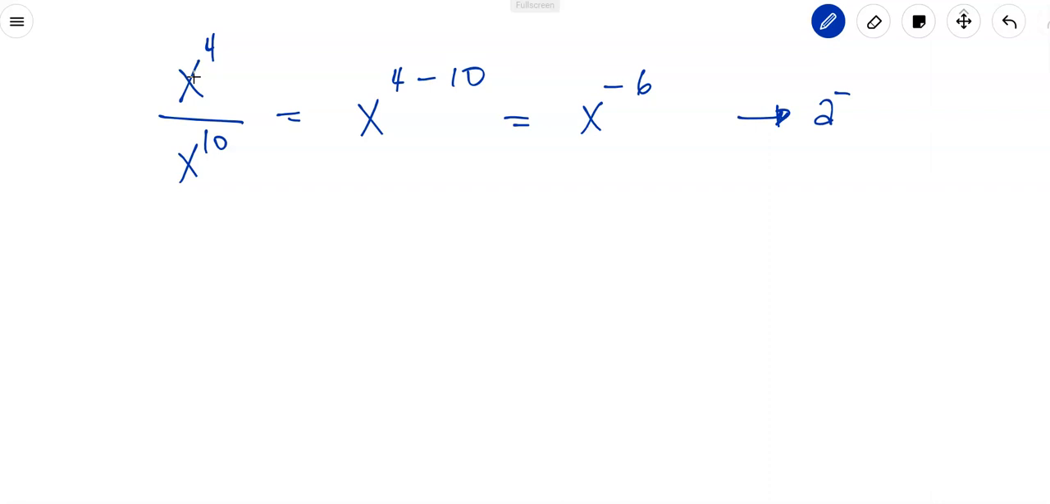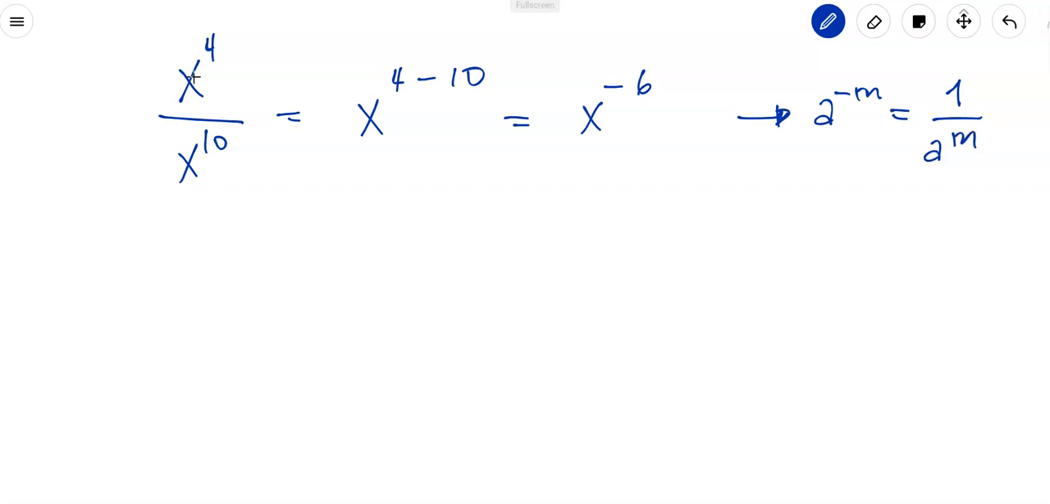Okay, another example. We get x to the power of 4 over x to the power of 10. In this case, we have x to the 4 minus 10, which equals x to the power of negative 6. In the properties of exponents, the exponent must be positive. So you have to find the reciprocal. We can use this property: a raised to the power of negative m is equal to 1 over a raised to the power of m.